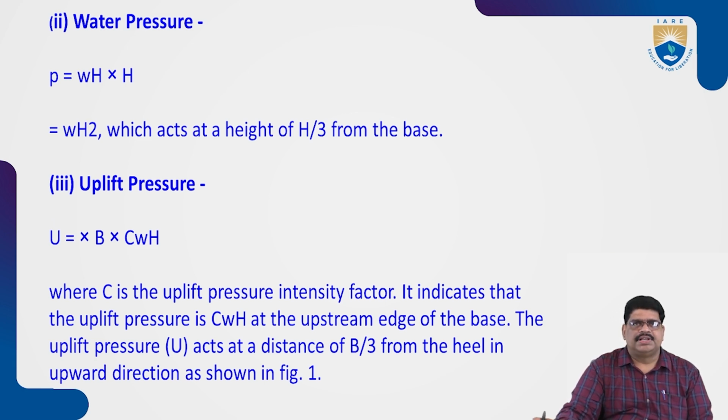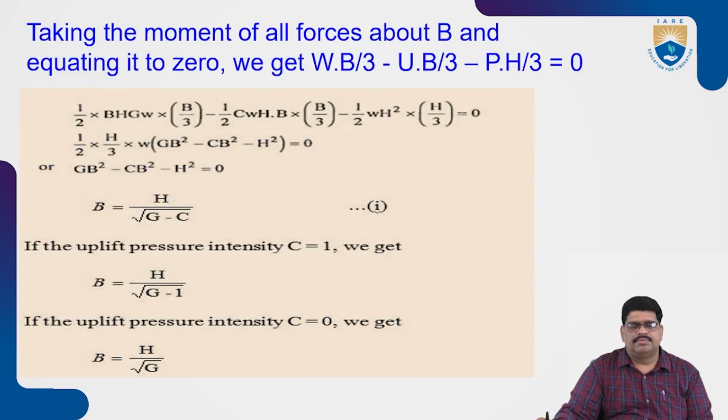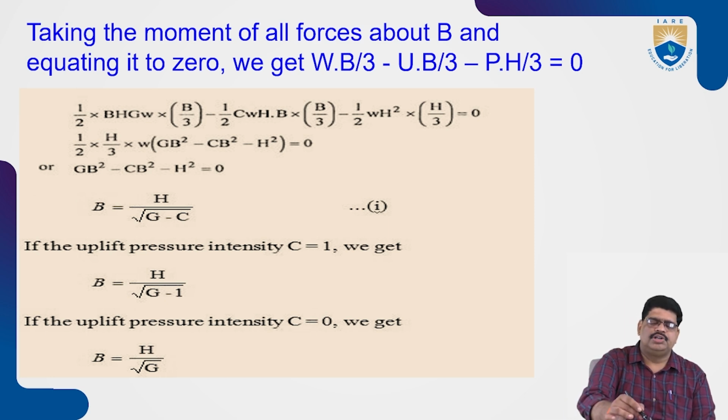Where C is the uplift pressure intensity factor. It indicates the uplift pressure, which acts at B by 3 from the heel in the upward direction, as shown in the figure. On the base width, no tension has been developed, because the reservoir is empty. So these conditions can be applied for the forces acting on the dam. The maximum value of eccentricity is equal to B by 6 from the resultant force. Taking moments about the base, the value can be considered: W B minus U into B by 3 minus P into H by 3 is equal to 0.